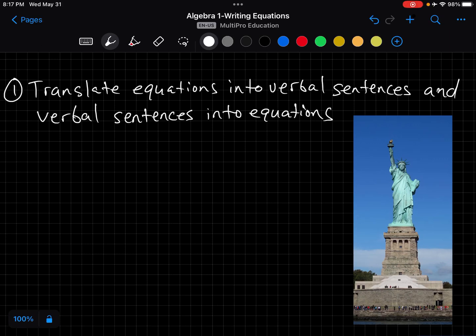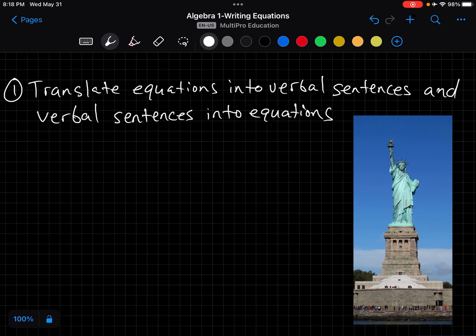Hello everyone! Today we're going to talk about some more Algebra 1 topics. Today we're going to talk about writing equations. So we have one and only one goal for the day, and that is to translate equations into verbal sentences, and then vice versa. We're going to go from verbal sentences into equations.